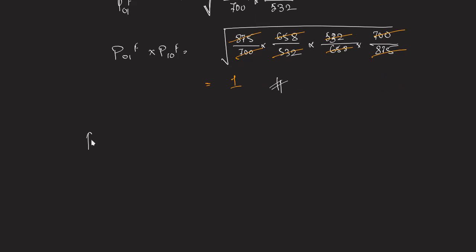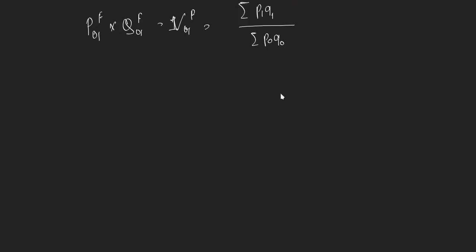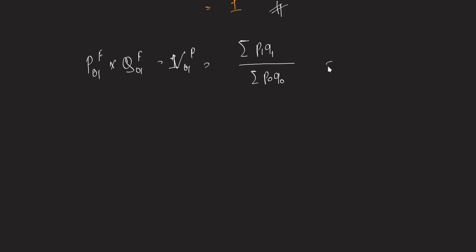Similarly, P01F into Q01F, if we multiply, we get V01F, which is summation P1Q1 by summation P0Q0. Now for this we will say that the factor reversal test is passed.